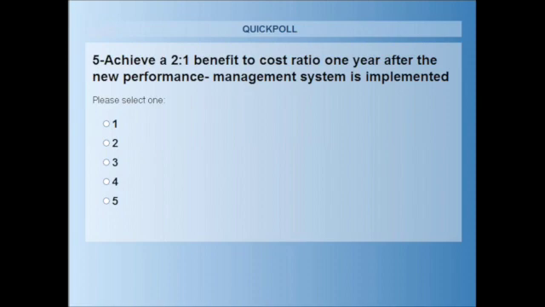After completing this program, participants should achieve a 2-to-1 benefit cost ratio 1 year after the new performance management system is implemented. Well, I know we'd like to have that kind of payoff. So is that reaction, learning, application, impact, ROI? Okay. People still voting. 100% correct on this one. And you are right. We got 100% agreement at level 5. Benefit cost ratio is one way to express that. Again, ROI as a percent is another way. And payback period is even another.